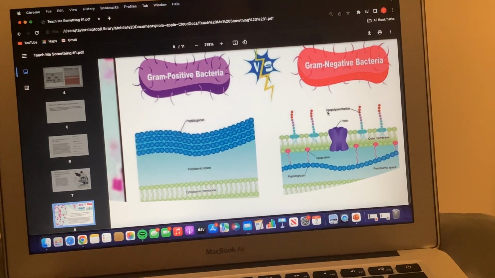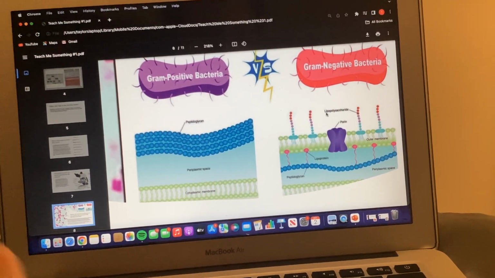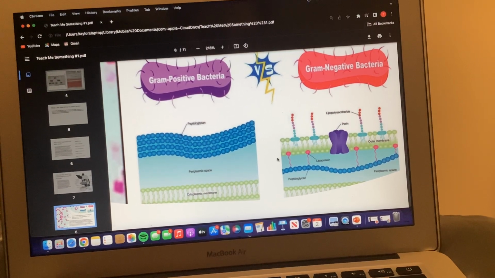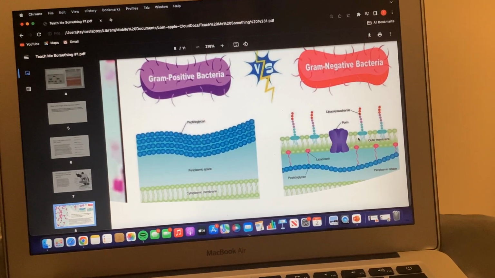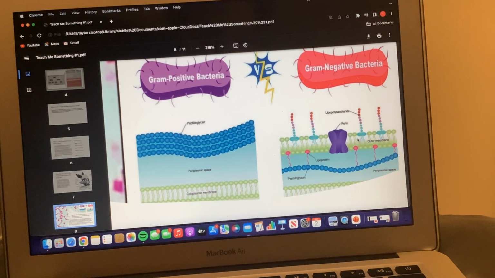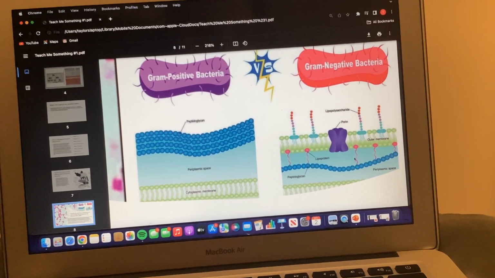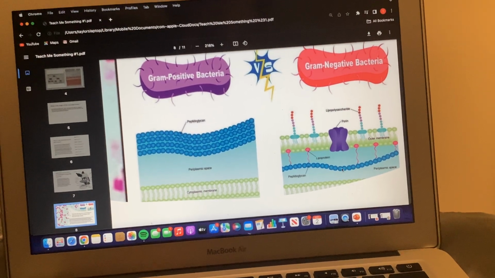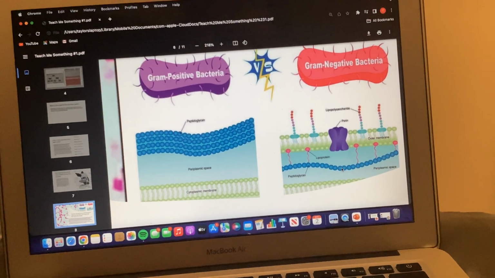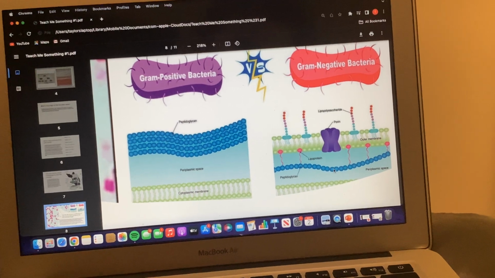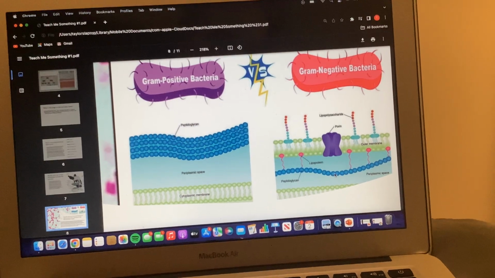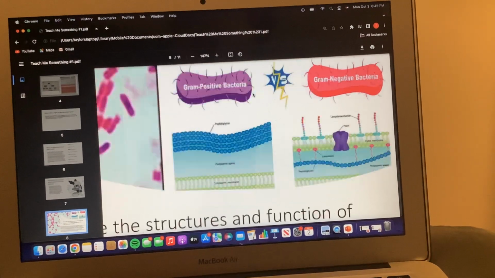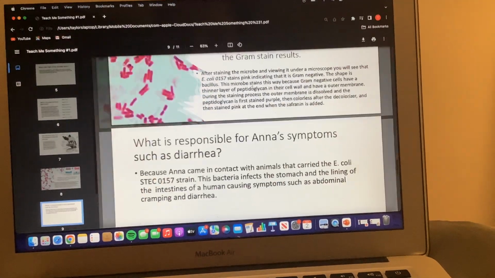During the decolorization process, well, first it's colored with the crystal violet, and then this gets purple, so it starts off as purple. And then during the decolorization process, it dissolves this outer membrane here, and also, since this is a very thin layer, it'll take the dye from here too, so then it becomes colorless. And then at the end, when the safranin is added, it turns it pink, and that's why this one's purple and that one's pink.